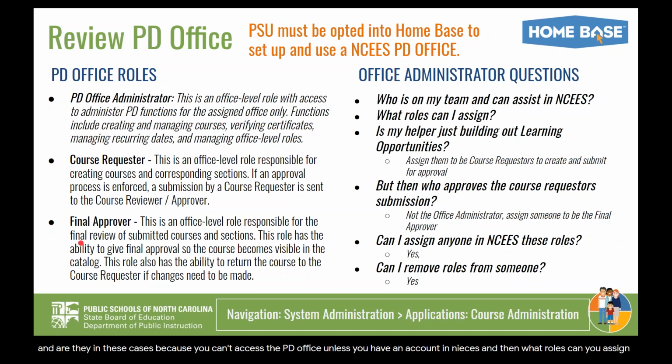And they're listed on the left. If the helper is just building out learning opportunities, well, they can just be a course requester. And then who approves those submissions from the course requester? Not the PD office administrator, if that's the only role they have. They must also have the role of final approver. And can I assign these roles to anyone in NCEES in my district? Yes, but you need to think about it.